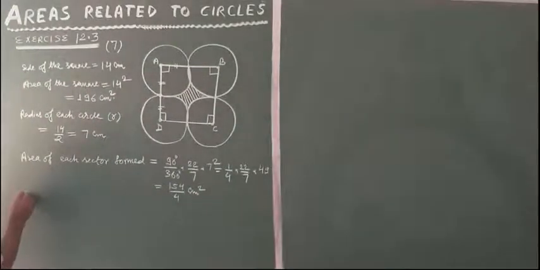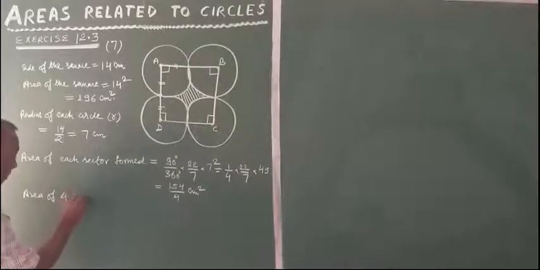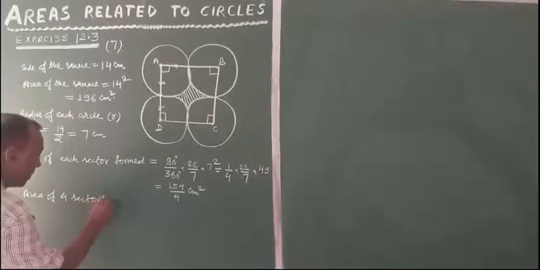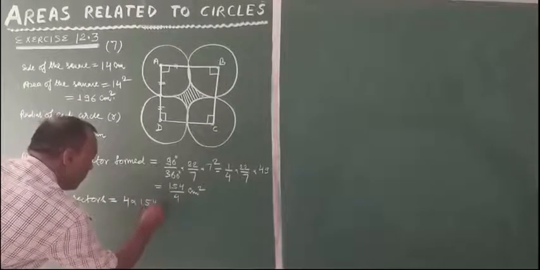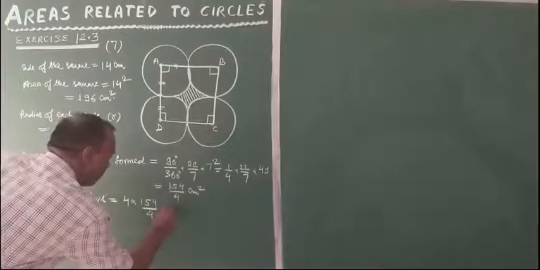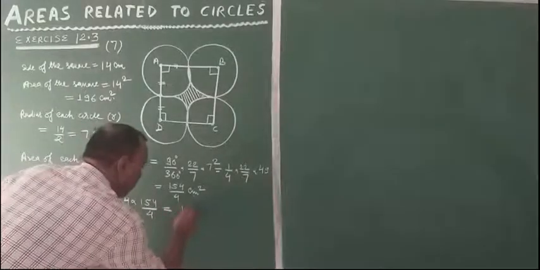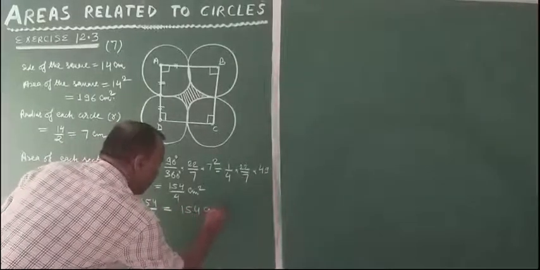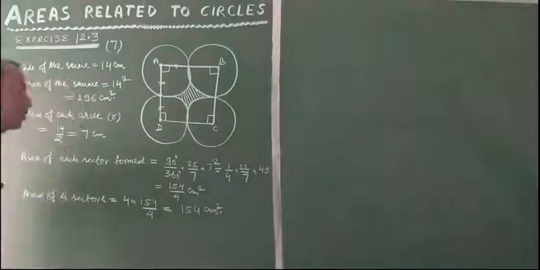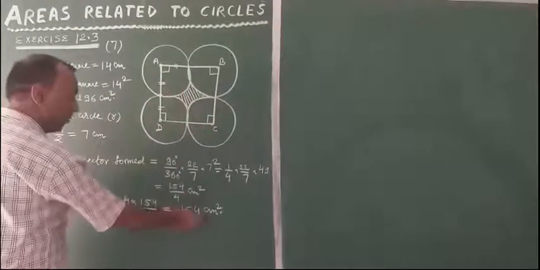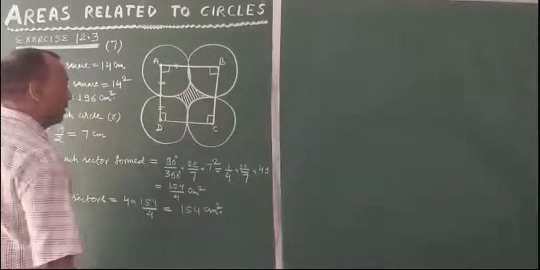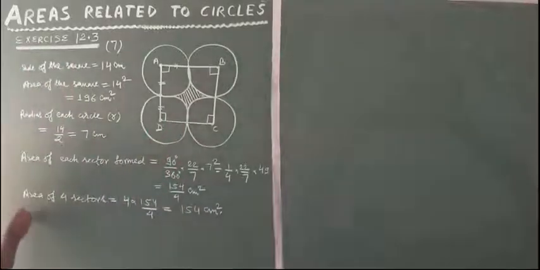So therefore, area of 4 sectors, this will be 4 into 154 upon 4. That will be 154 centimeter square. इन चारों जो सेक्टर हैं इनका एरिया मिलके कितना हो गया? 154 सेंटीमीटर स्क्वायर. Now the area of the shaded region.